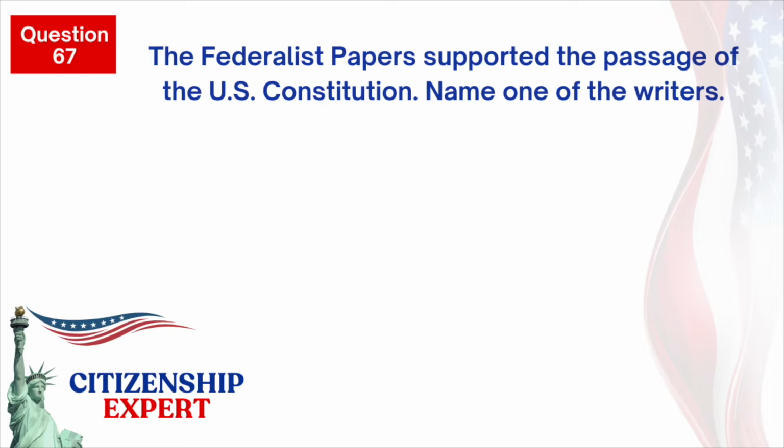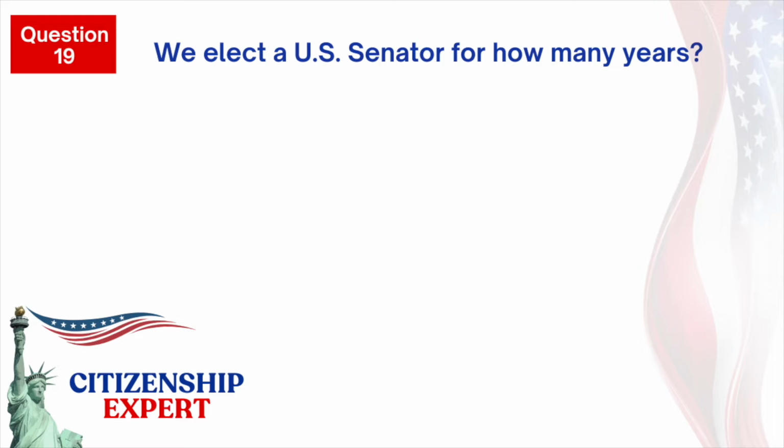The Federalist Papers supported the passage of the U.S. Constitution. Name one of the writers. James Madison. We elect a U.S. Senator for how many years? 6.